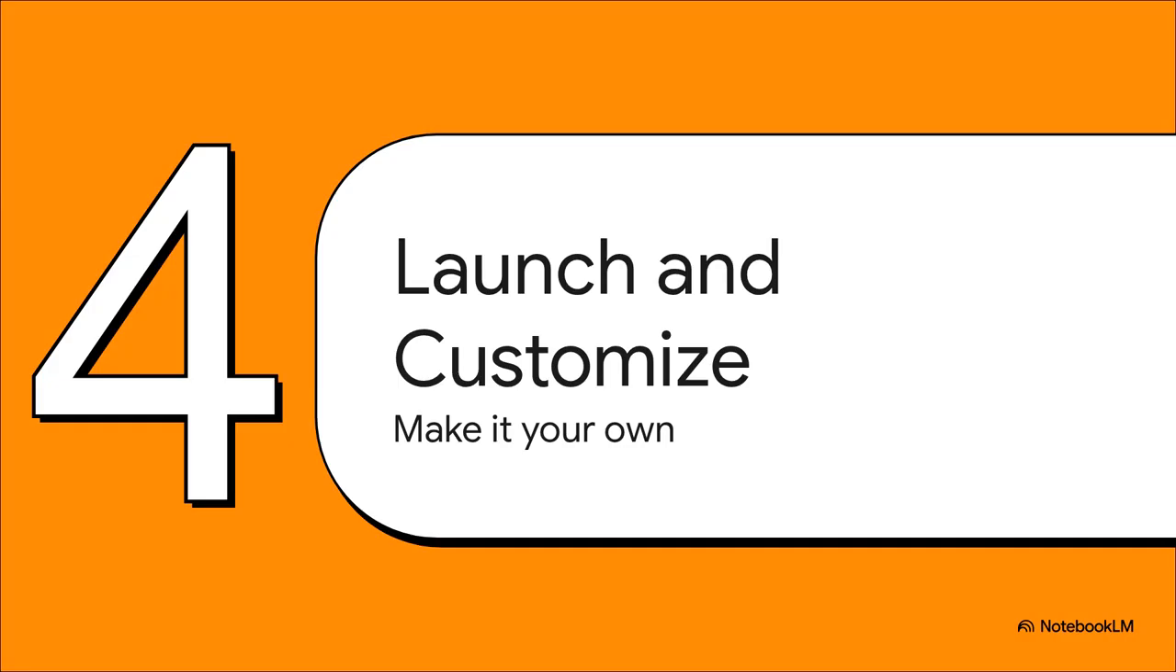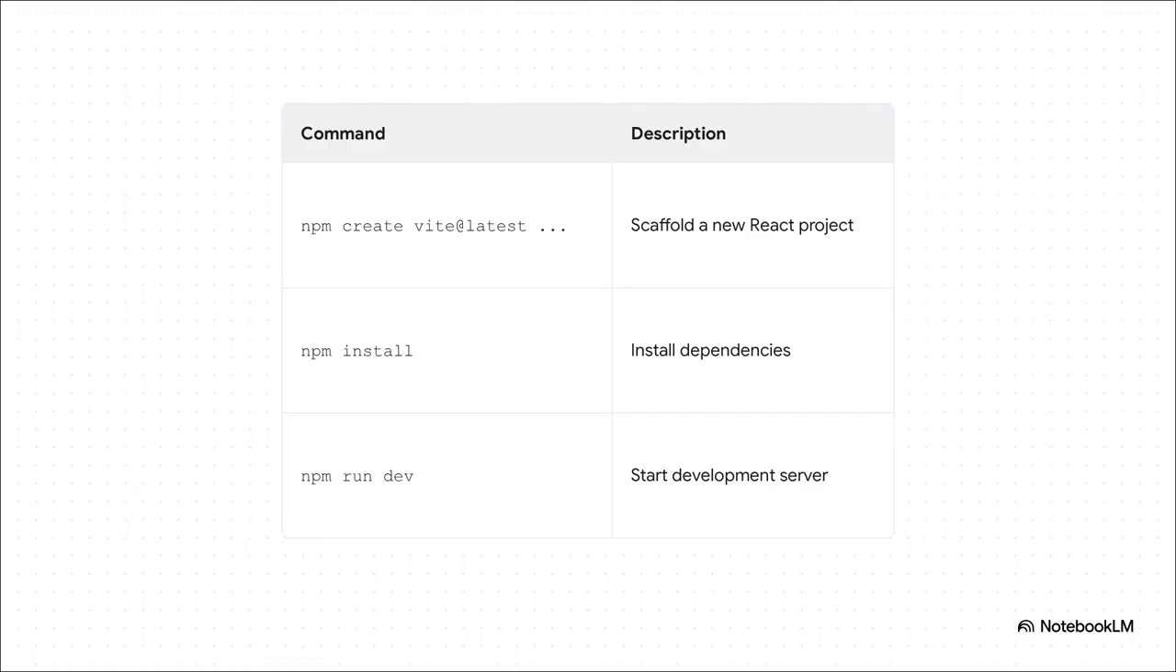All right, we've gone through the whole architecture. Now for the really fun part, getting this thing running on your own machine and talking about how you can make it your own. And honestly, getting started could not be easier. It's just three commands. You use Vite to create a new React project, you run npm install to get the dependencies, and then npm run dev to start the server. That's it. In like a minute, you'll have the entire app running right there on your computer.